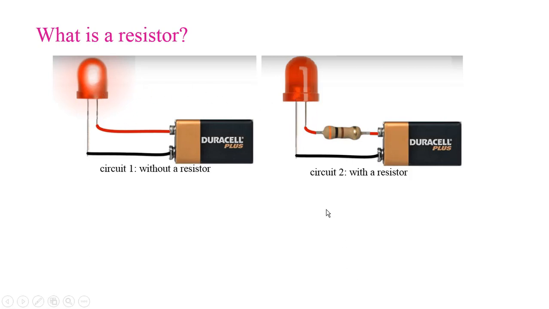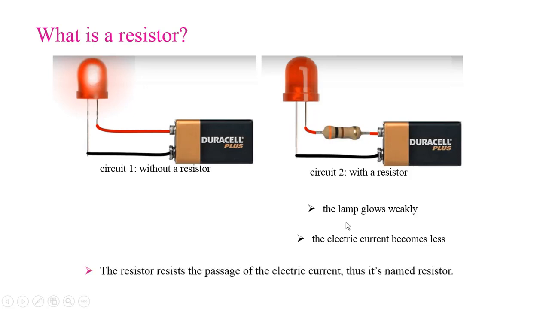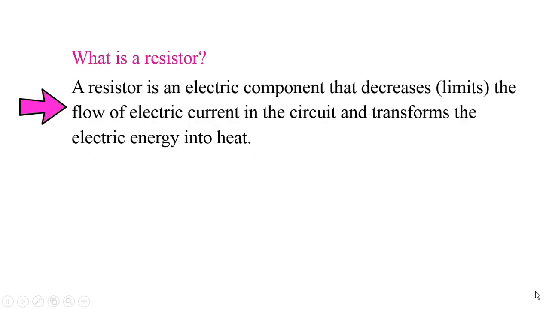True, the lamp in the presence of a resistor glows weakly. This means what? That the electric current passing is less. Thus, the resistor resists the passage of the electric current. That's why it's named resistor.